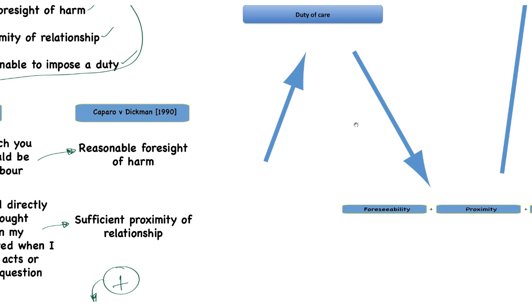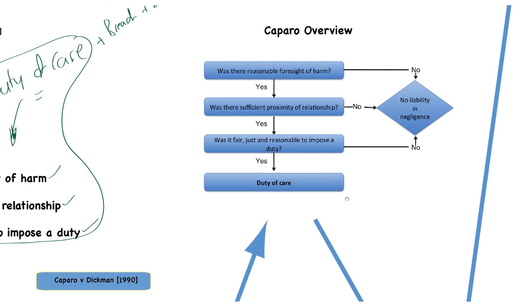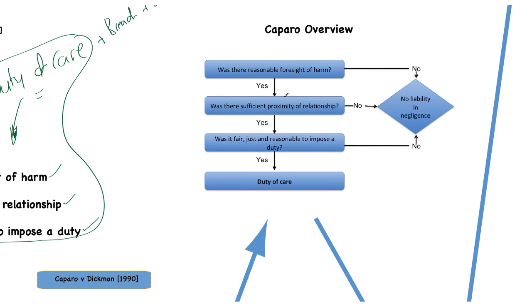And just so you get a very, very quick overview, you'll see this again when we look at breach. You need all 3 of these elements. Was there reasonable foresight? Yes. Was there sufficient proximity? Yes. Was it fair, just and reasonable? Yes. If you have each of those 3, you have a duty of care. If you do not have any single one of them, there can be no liability in negligence. So you need to show, when you are answering questions, all 3 levels for duty of care to exist.